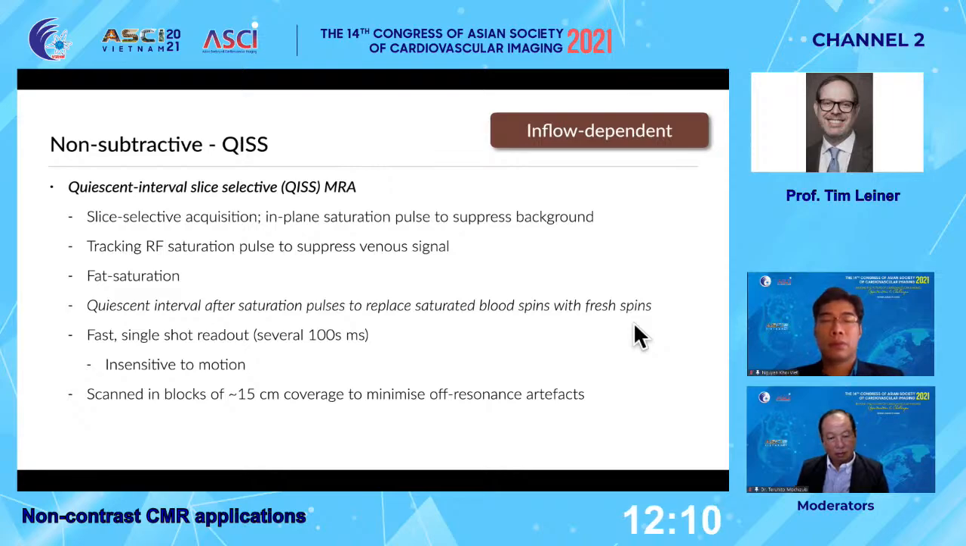This is a fast technique, single shot readout. It's very insensitive to motion, and this technique is scanned in blocks of about 15 centimeter coverage to minimize off-resonance artifacts. And depending on the anatomy, one or more blocks can be used to acquire the anatomy that one wants to see.